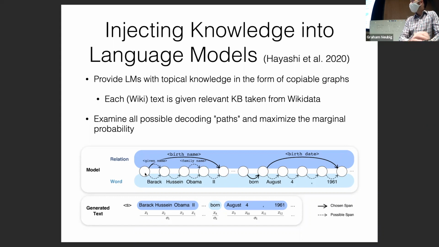However, in this particular model, we're given a knowledge graph where we have our main entity, which is Obama. And then we also have things like birth name.